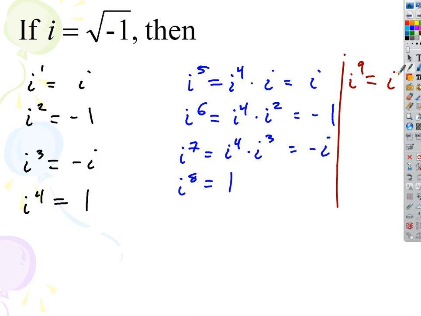I double dog dare you. See if you can tell me what is i to the 27th. What in the heck? That's too easy. No, it's not. What's i to the 127th? Negative i. Yes, it is. It is? Yeah, because 7 goes, wait. No, I'm so confused.